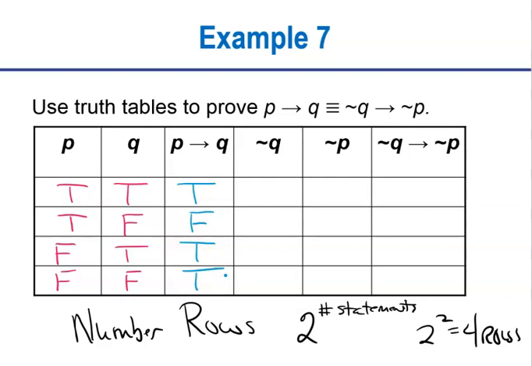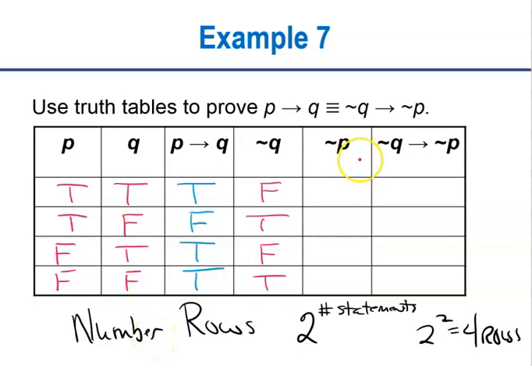Okay, now we're moving on to calculating the negation. So not Q, what do we do? You just take the Q column and change the truth value. So true turns into false. The second false turns into a true. This third true turns into a false. This fourth false turns into a true. You with me? Just change all the Q's.